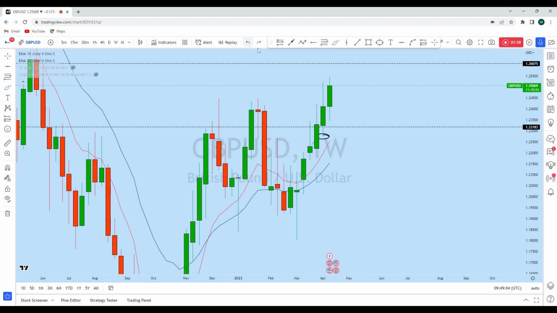Now this is the weekend. As I mentioned, we could potentially see some pullback, and we can expect GBPUSD at least to come back down again to this previous resistance here on the weekly, which is turning support. And from this zone, we can expect another bullish move on GBP USD.